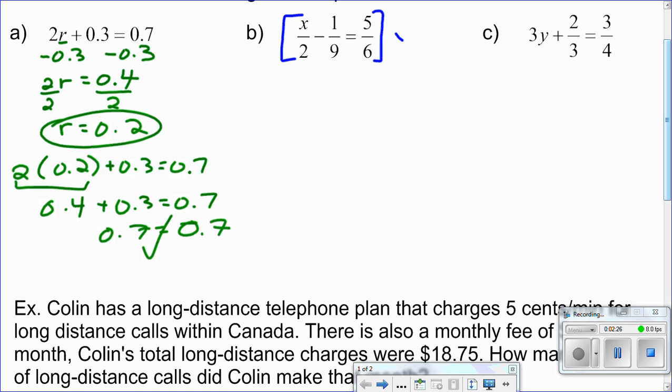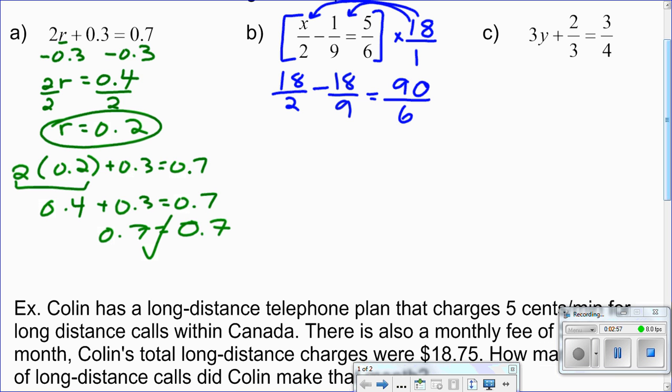So I'm going to times by 18, not 19. 19 is prime. So we're going to times everything by 18. So that means we get 18 times 1x, so that's 18x over 2. You might show less work than this, that's fine. Minus 18 times 1, which is 18 over 9, equals 18 times 5 over 6. That's 90.